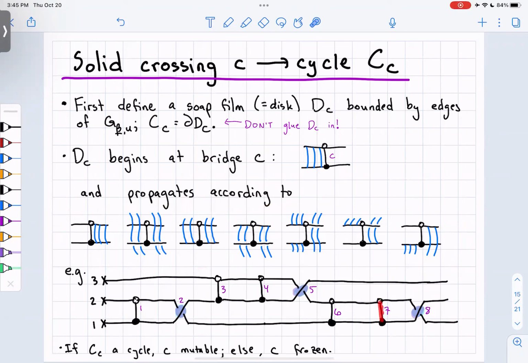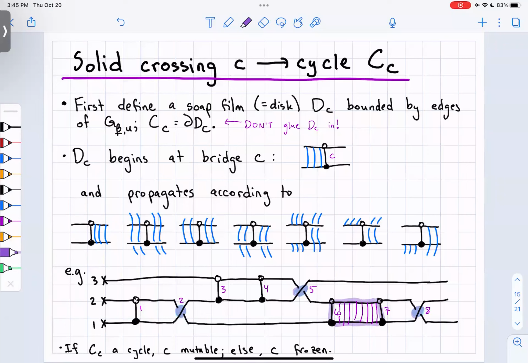Let me think about this solid crossing. What does my disk look like? Well, it starts at that bridge, and it clings to those edges of my graph. Then I'm approaching another bridge, 6, and it looks like this scenario. So actually my disk is just going to end at 6. In this situation, my cycle is the boundary, so the cycle is just these edges of my graph. Not that exciting.